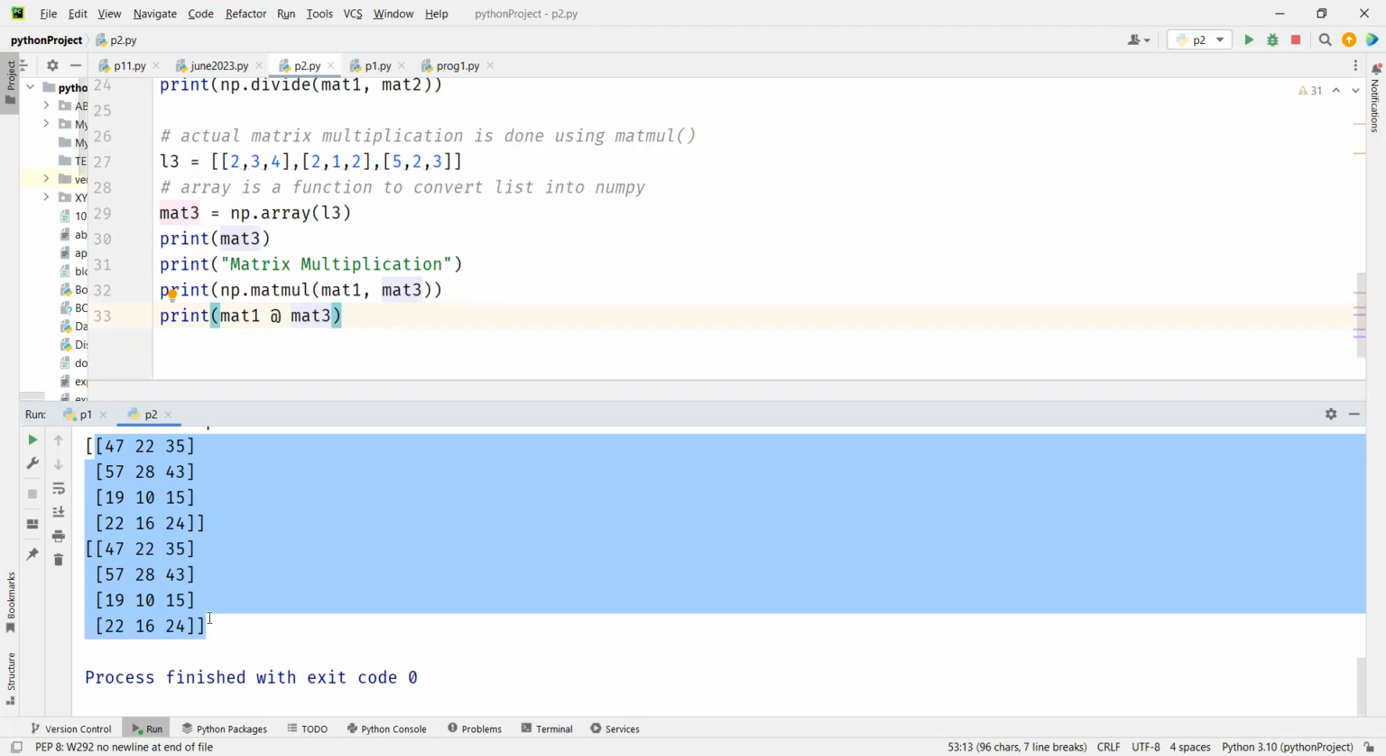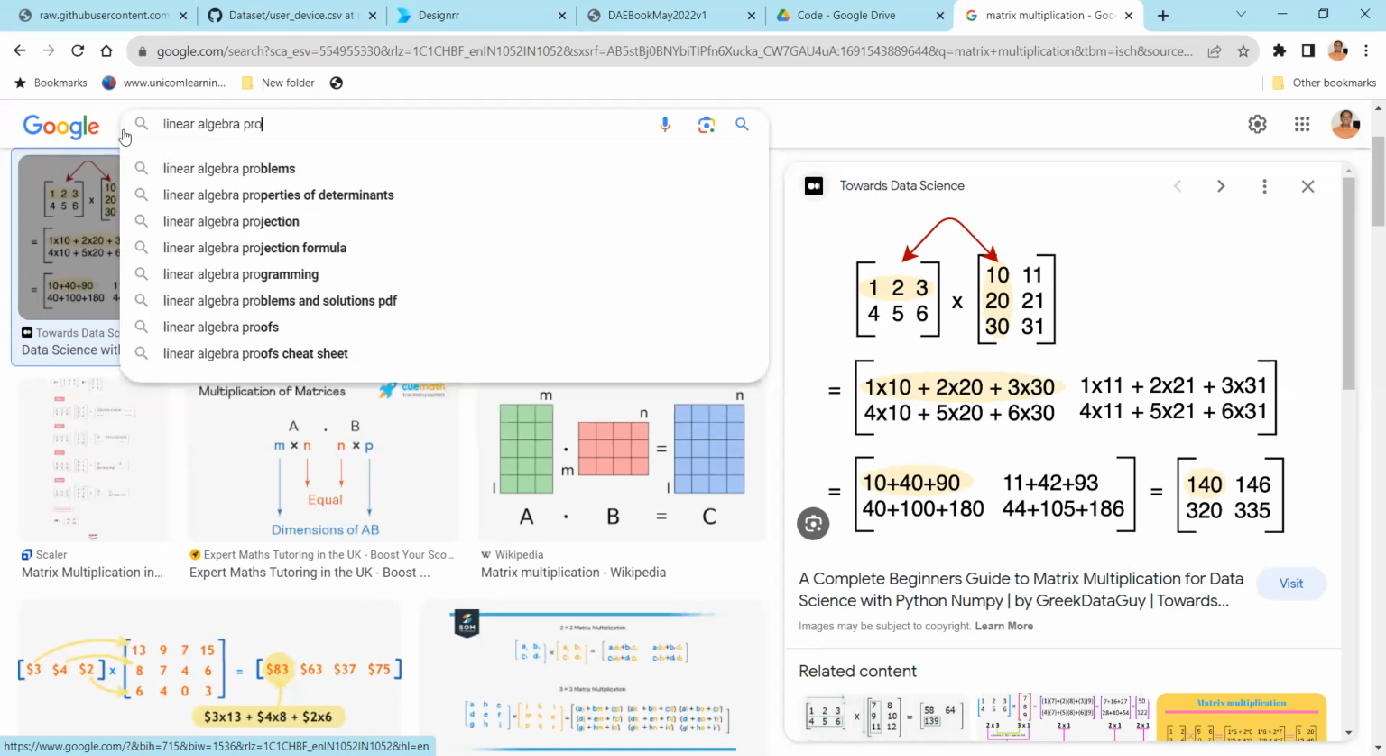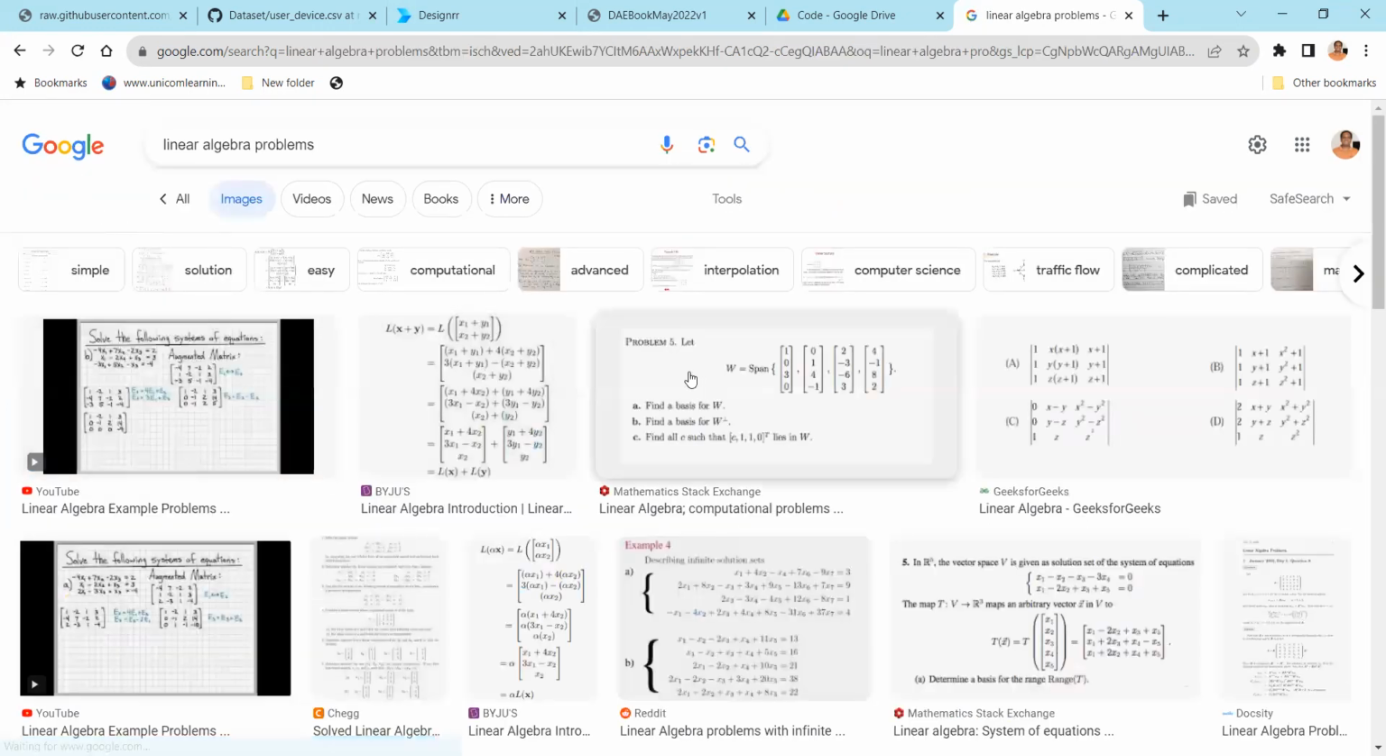What we'll do, as promised yesterday, is use this to solve a linear algebra problem. So let's take a linear algebra problem. Let me again go to Google, and we'll type here linear algebra problem. Let's take any one problem.